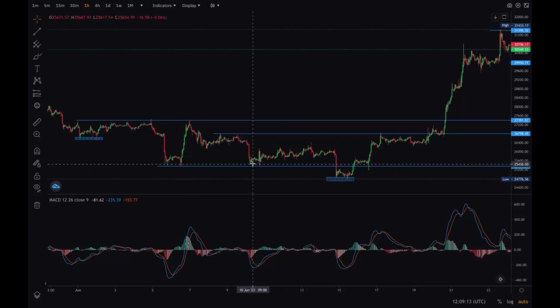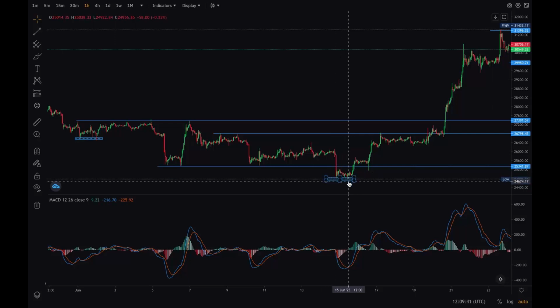Another example is here. So this is the same support zone that we had previously looked at. And you can see price bounces off here one more time. And at the same time on the MACD, we can see that there is a cross of the signal line above the MACD line and price continues upwards. Same as here as well. A support point, price bounces off and we can see the signal line above the MACD line on the MACD indicator and price continues up.